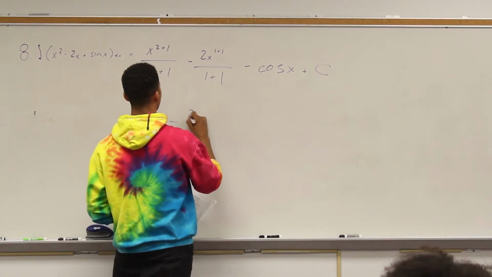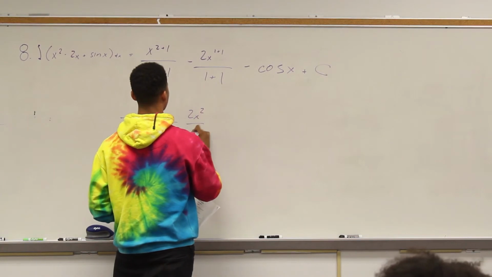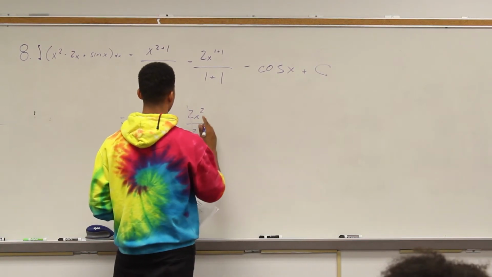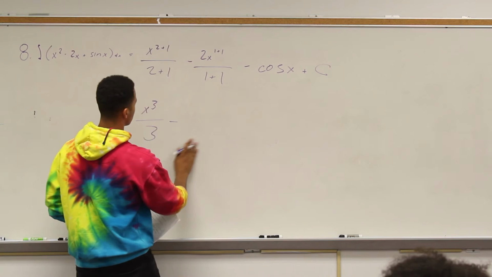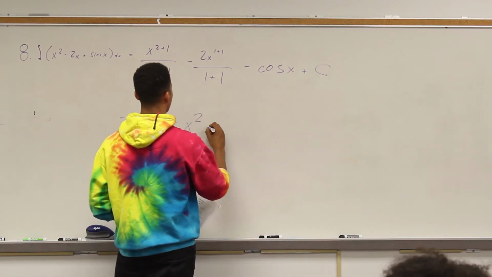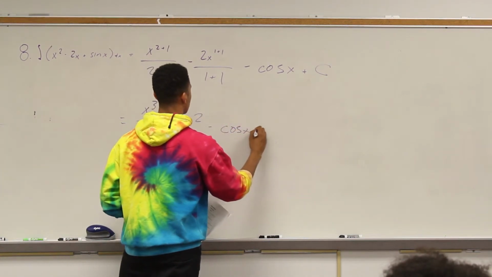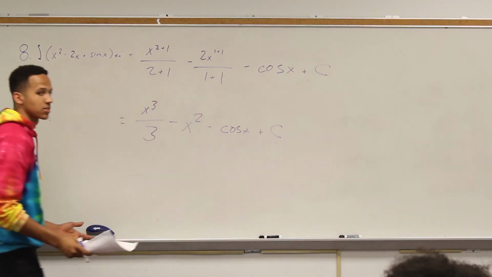minus 2x squared over 2, which we can simplify to x squared, minus cos x plus c.